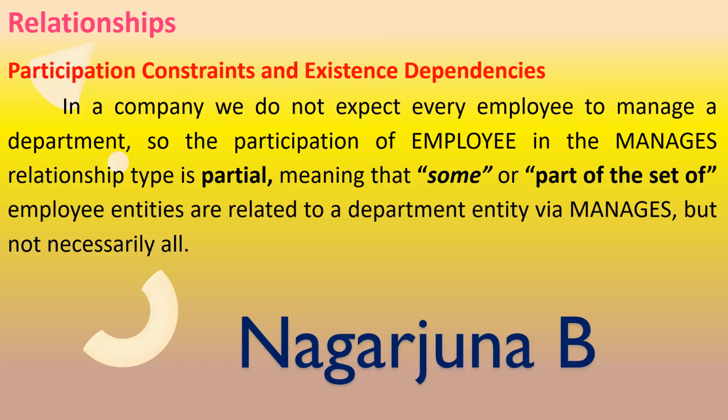The employee entity is in one set. Among that set, we will be having just a part. So part of the set of employee entities are related to a department entity via the relationship manages. This kind of participation constraint is partial. In a company, we do not expect every employee to manage a department. So the participation of an employee in the manages relationship type is partial, and this kind of constraint is called a partial constraint.